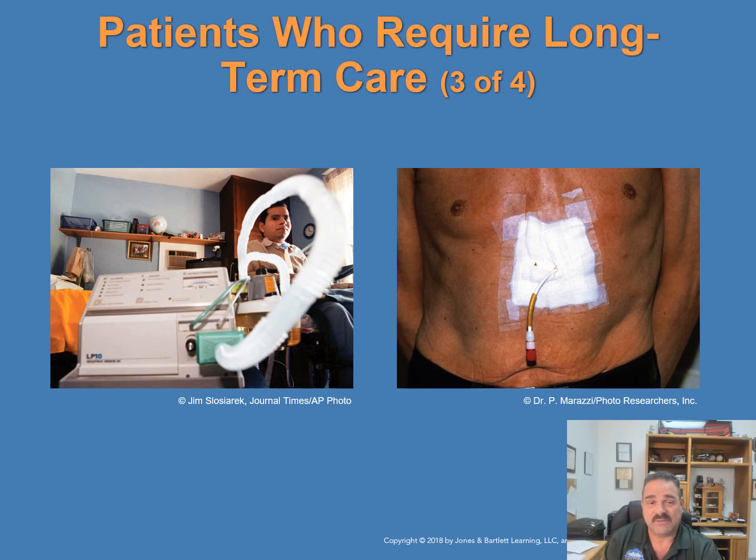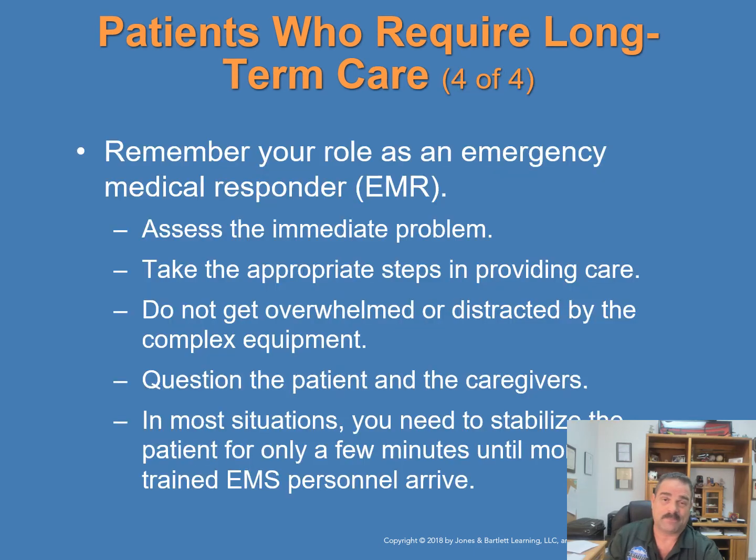Again, the patient with the ventilator, there's somebody there, a caregiver, and this patient looks very conscious, so he's going to probably be able to guide you through some of the process depending on how he communicates. And then the patient on the right is conscious, and he'll let you know exactly what that feeding tube's all about. All right, so remember your role as an EMR: assess the immediate problem, okay? Take the appropriate steps in providing care. Don't get overwhelmed by all the equipment. Don't get freaked out about it. Question the patient and the caregivers. In most situations, you need to stabilize the patient for only a few minutes until more EMS personnel arrive.